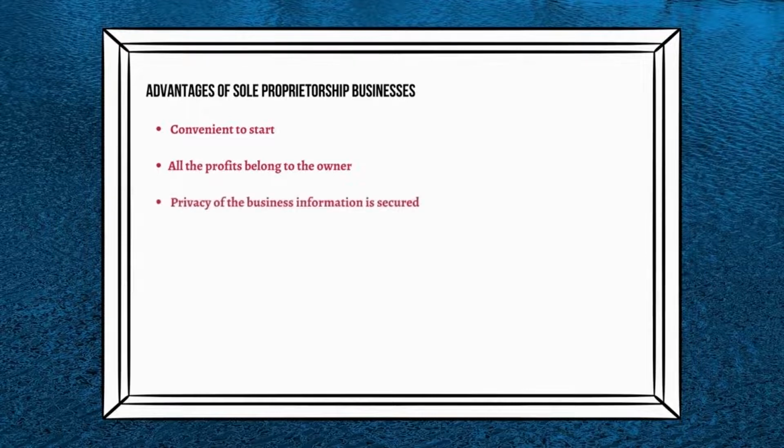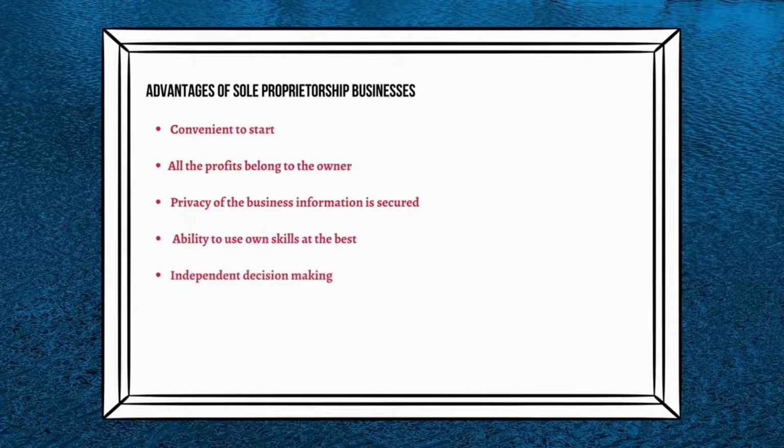Privacy of the business information is secured. Since all the management and administrative activities of a sole proprietorship are usually done by its owner, it is less likely that the business information be transmitted to external parties. Ability to use own skills at the best. Since all benefits accrue to himself, the owner renders his skills and dedication at his best to achieve the growth of the business.